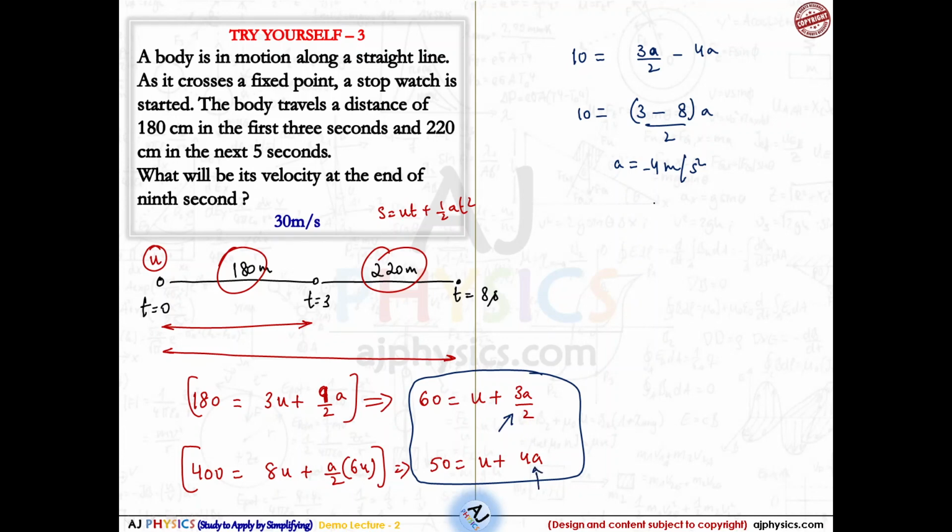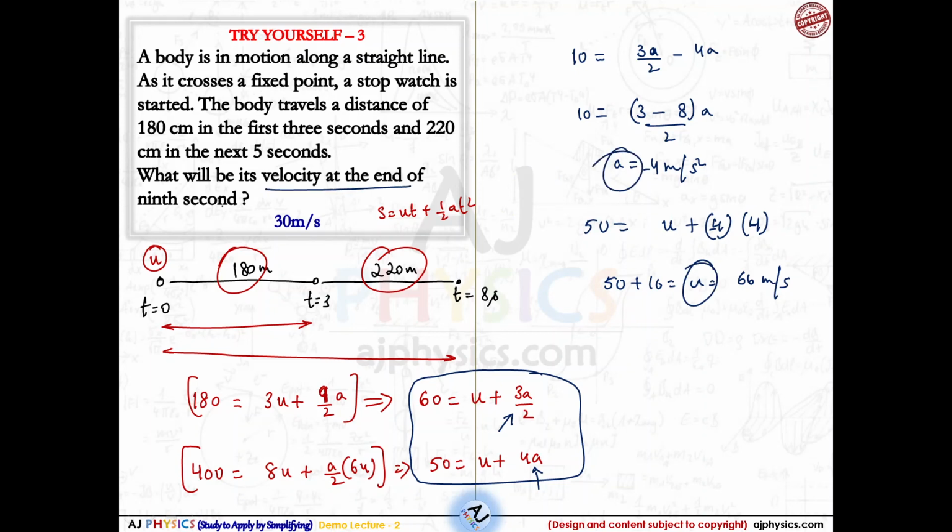So 4 multiplied by 4 is 16, and if you subtract it, oh no, this will be getting added up here, because this will be 50 is equal to u plus a. A is negative 4 and this is 4, so this will be 50 plus 16 here. This is u. This will come out to be 66 meter per second. Okay, so now we have u and now we have a.